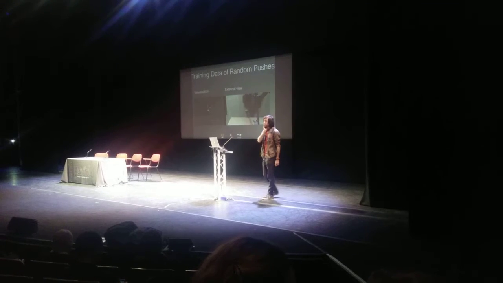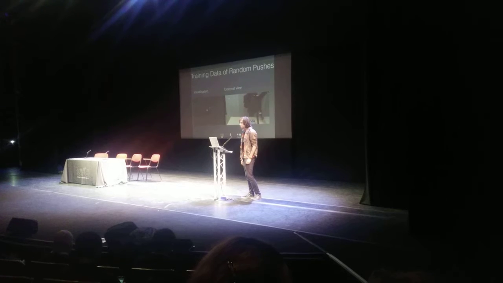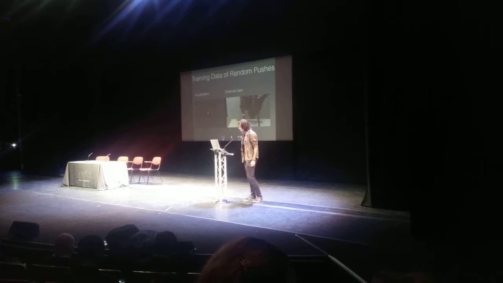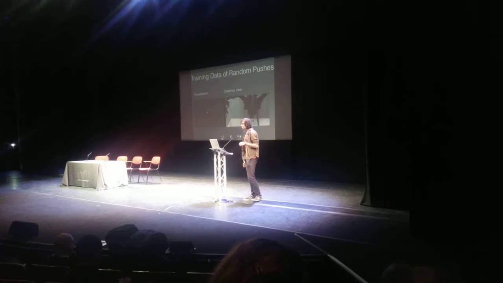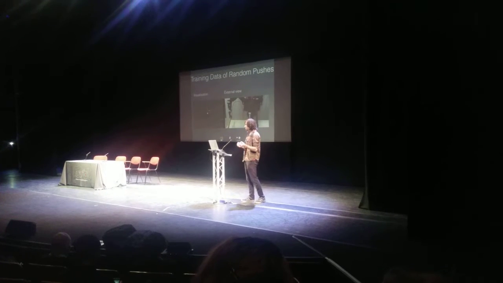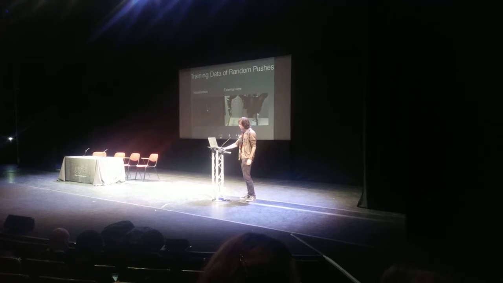The way we train this model is that we collect a data set via self-supervision, so we let the robot play around with the box. It restarts the box, as it's doing now, and then it starts poking the object around, applying random pushes and observing the next state of the object. In this way, we collect a data set of pushes that we can then use to train our model.